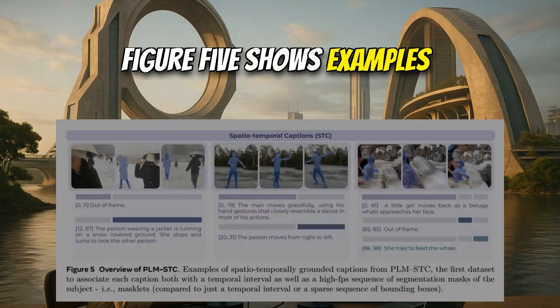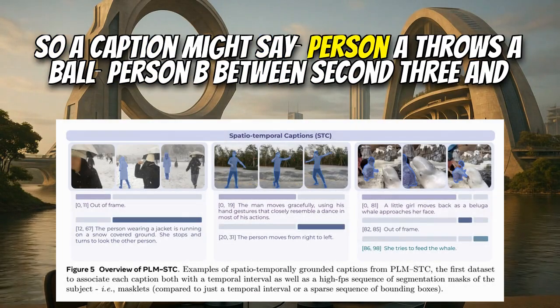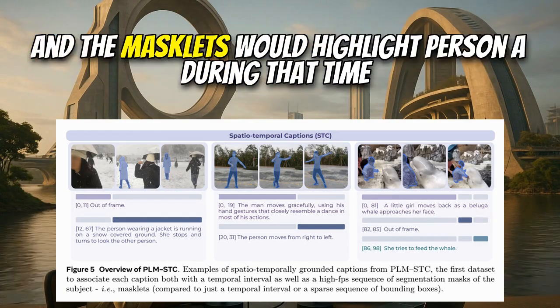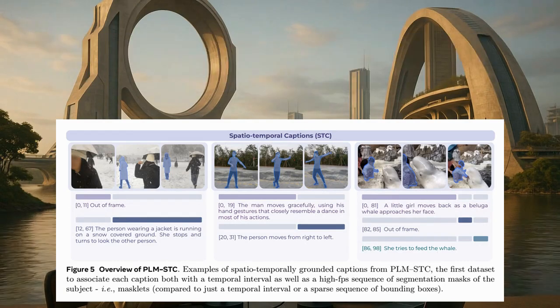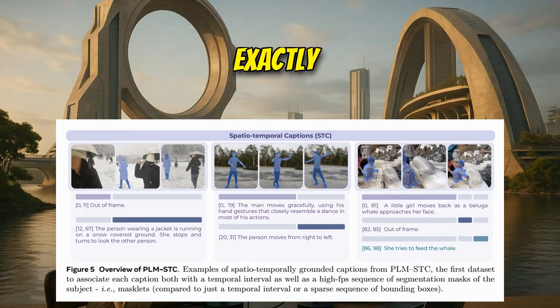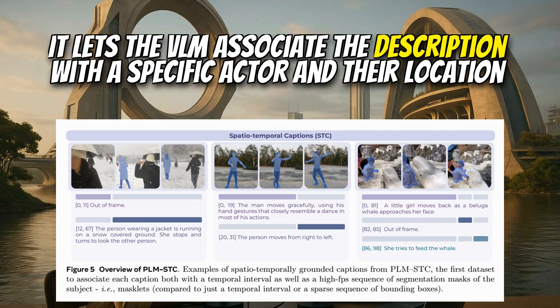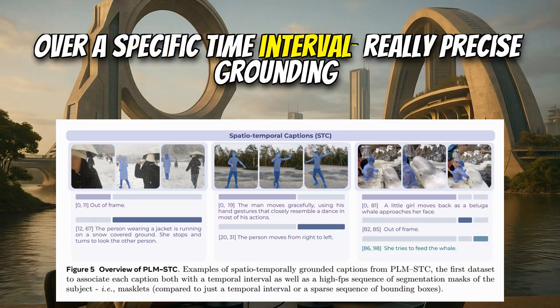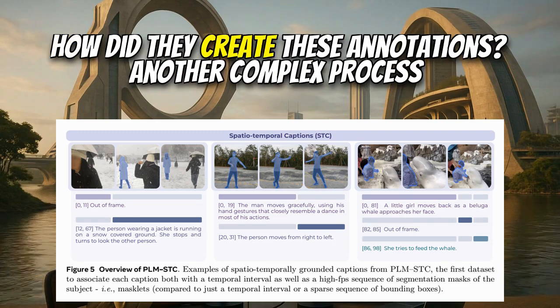Figure 5 shows examples. So a caption might say, person A throws a ball to person B between second 3 and second 5, and the masklets would highlight person A during that time. Ah, so it grounds the description in both space and time within the video. Exactly. It lets the VLM associate the description with a specific actor and their location over a specific time interval. Really precise grounding. How did they create these annotations?